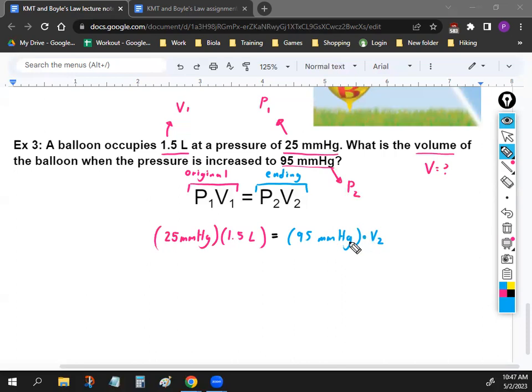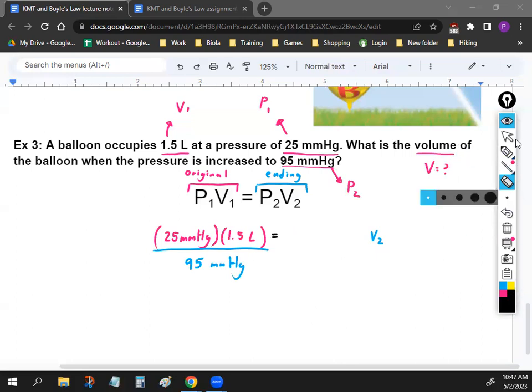So if I want to move the 95 to the other side, what do I have to do with the 95? You got to divide by 95 on both sides. Because if you divide by 95, that's going to allow you to cancel out the 95 right here. Okay, after that, you just plug and chug into the calculator. Remember, multiply the things on the top, divide the bottom. So on your calculator, you're just going to plug in 25 times 1.5 divided by 95. And that will give you your final answer.